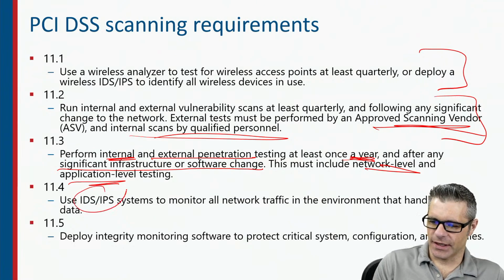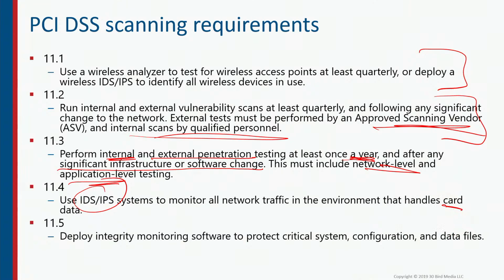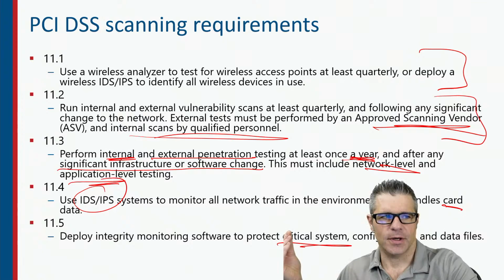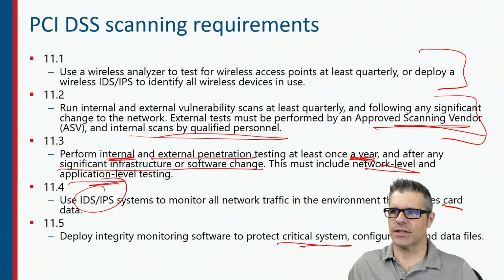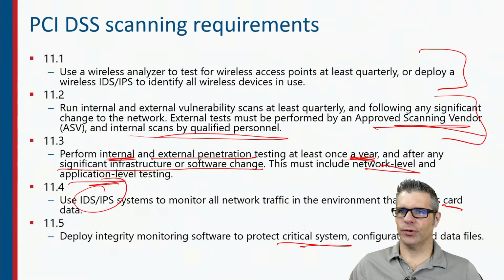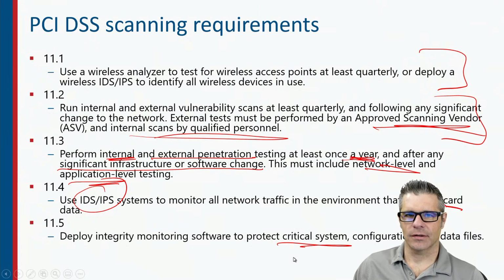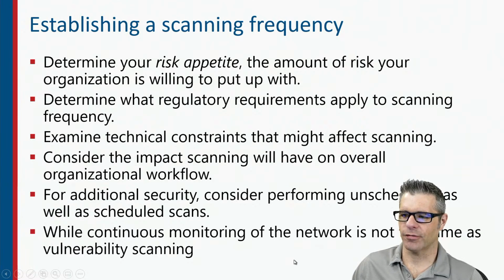You must have an IDS, an intrusion detection and intrusion prevention system that looks at all traffic that handles card data. And then you need integrity monitoring for critical systems configuration and data files. Basically, you need to have a tool running to make sure that if something changes, you intended to have it change. So just those two major compliance pieces help make sure that there are job opportunities out there for pen testing teams.